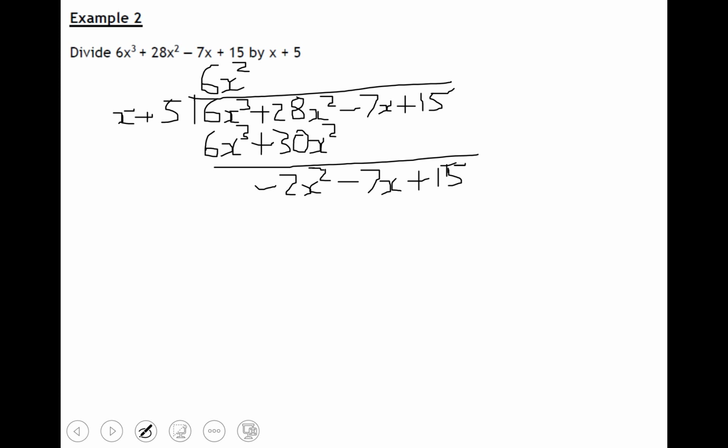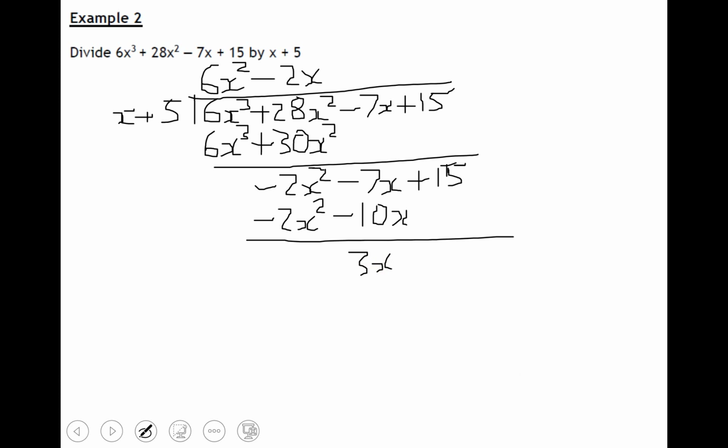What do we multiply x by to get minus 2x squared? That's minus 2x. Minus 2x times x is minus 2x squared. Minus 2x times 5 is minus 10x. Subtracting, we get 3x. Minus 7x minus minus 10x, double minus again, so we add. We end up with 3x plus 15.